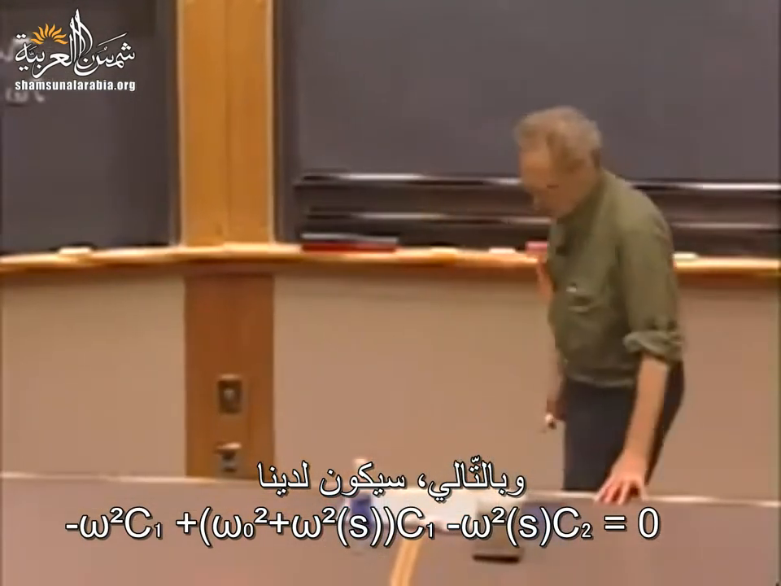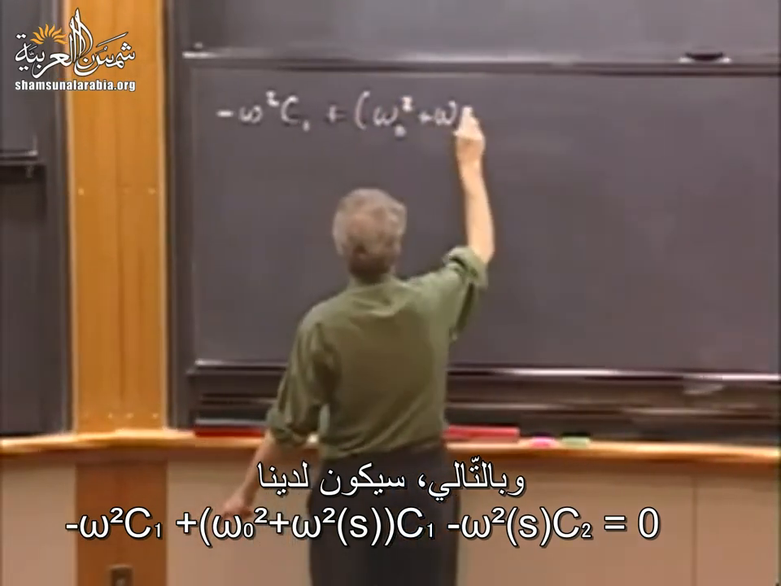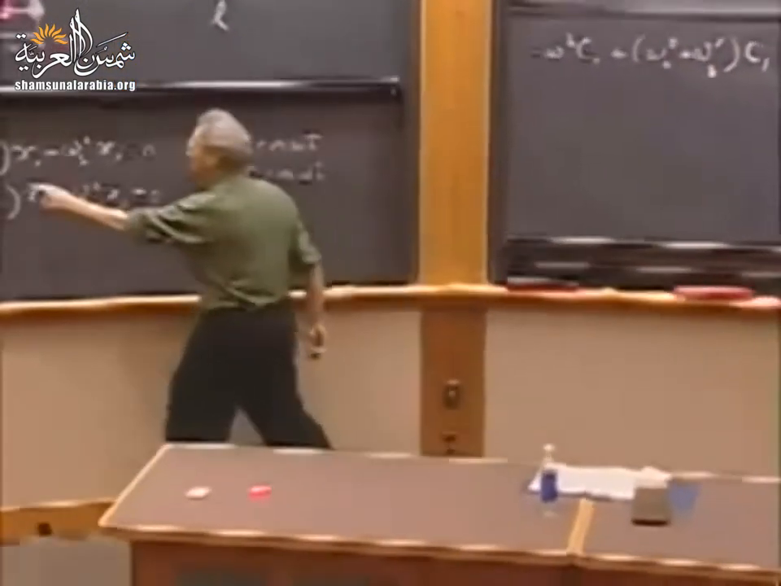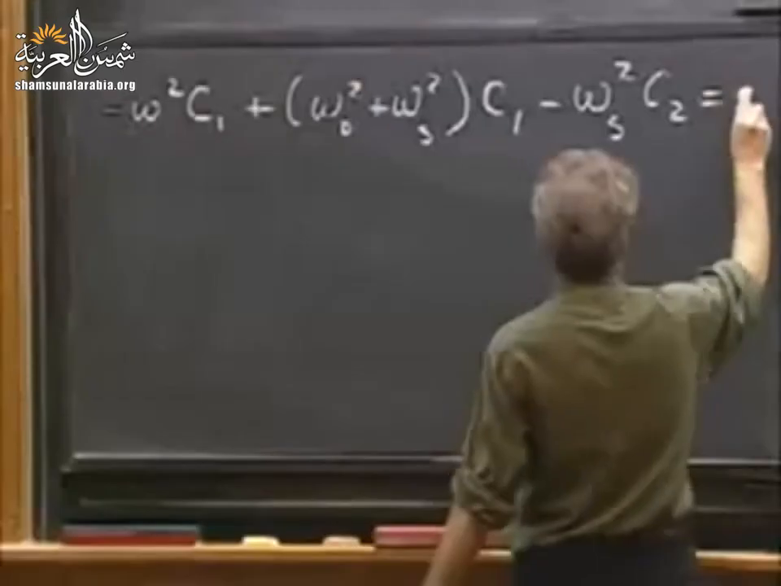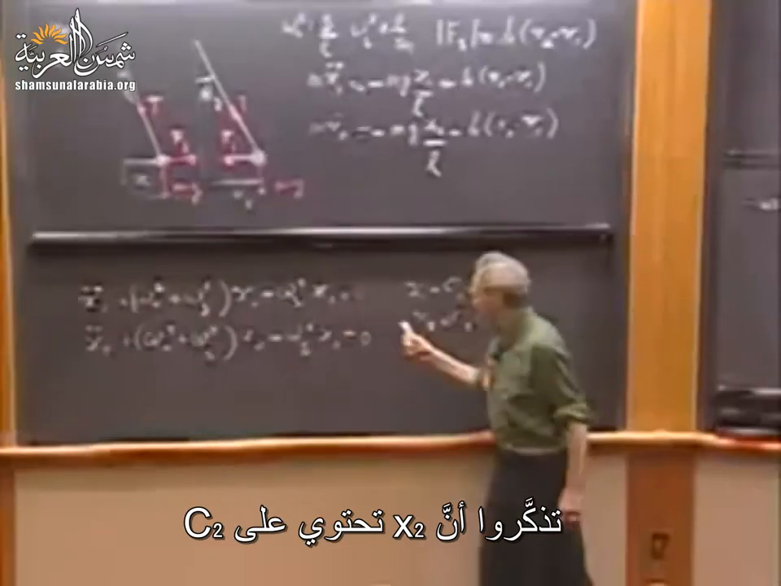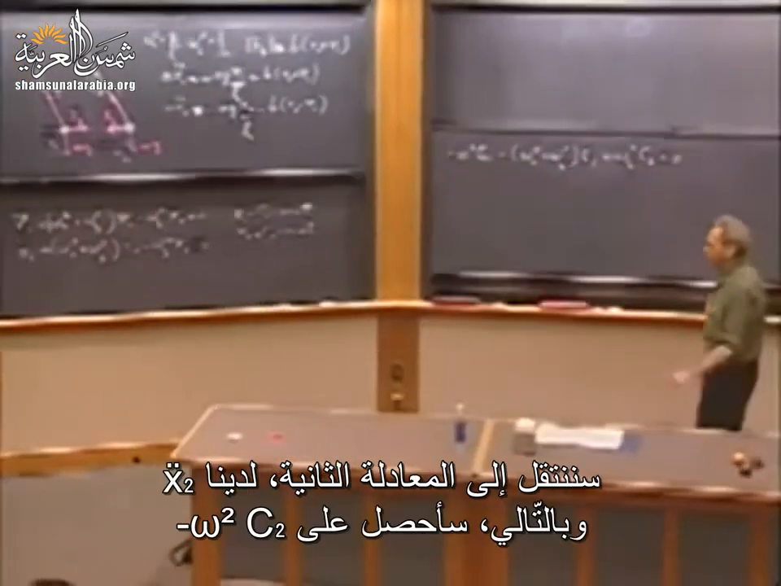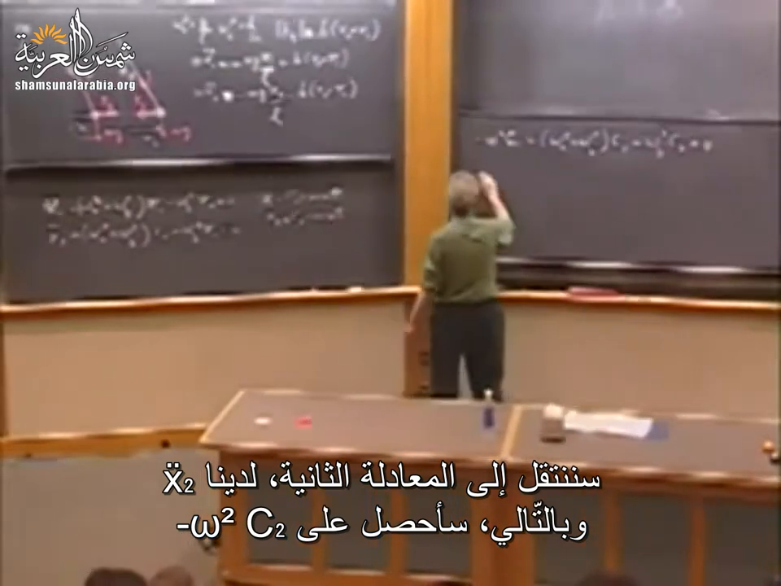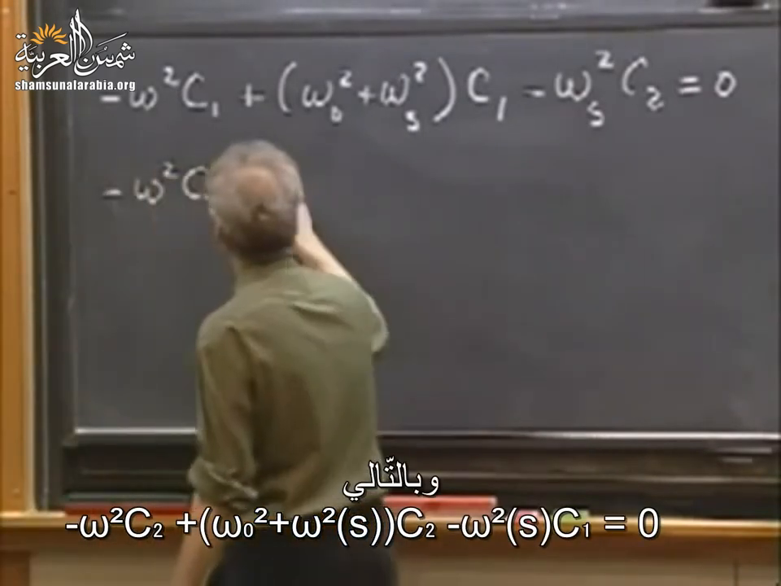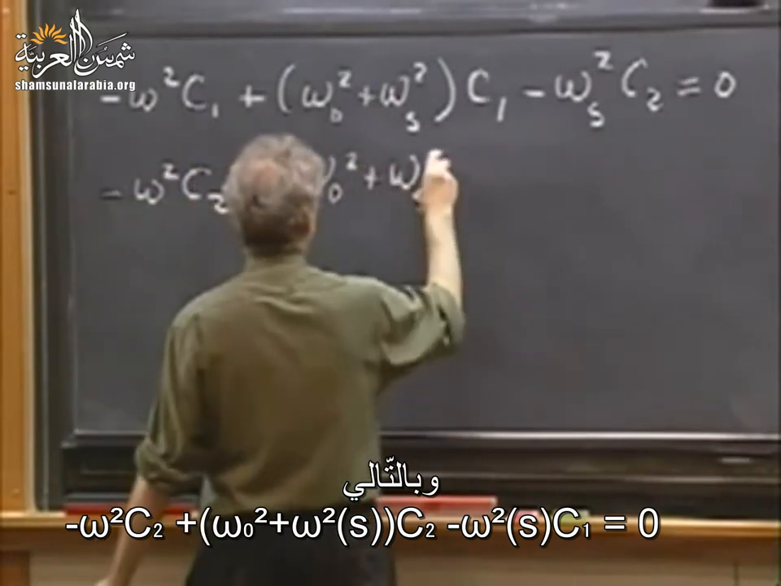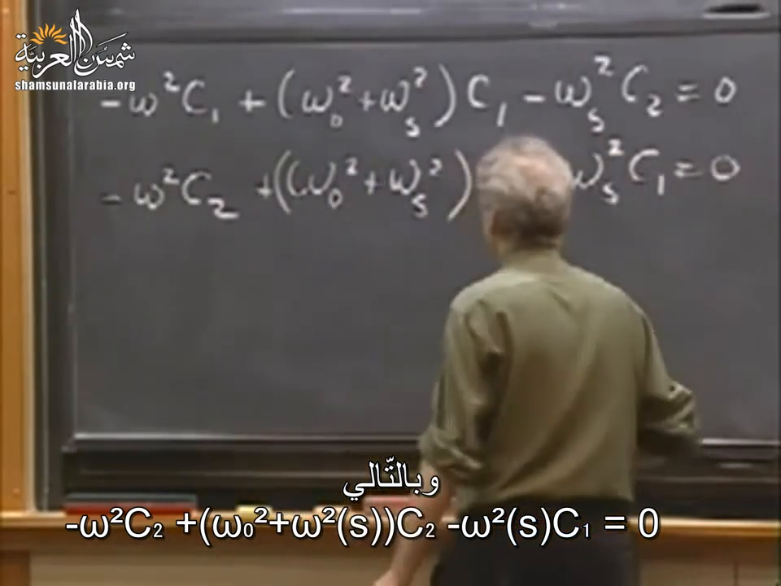So I get minus omega squared c1. Then I get plus omega 0 squared plus omega s squared times c1, that is this term, minus omega s squared times c2 equals 0. Because remember, x2 has the c2. Yeah? Am I going too fast? Beautiful. So I go to the second one. The second one has x2 double dot, so I also get a minus omega squared times c2. And then here I get a c2, so I get plus omega 0 squared plus omega s squared times c2. And then I get minus omega s squared times c1 equals 0.